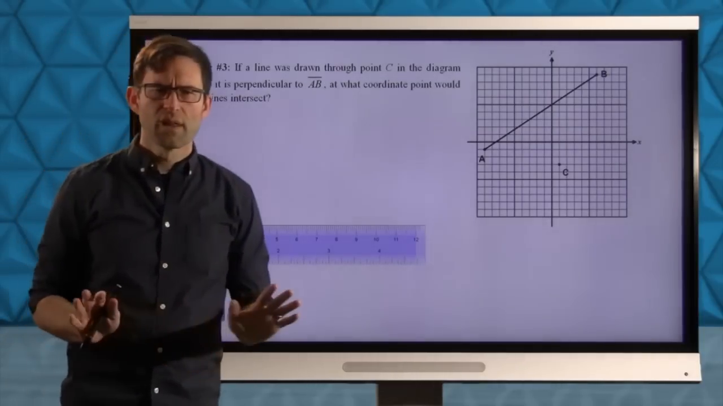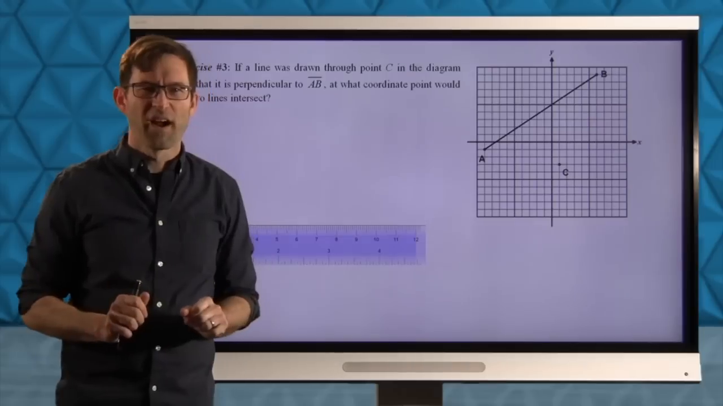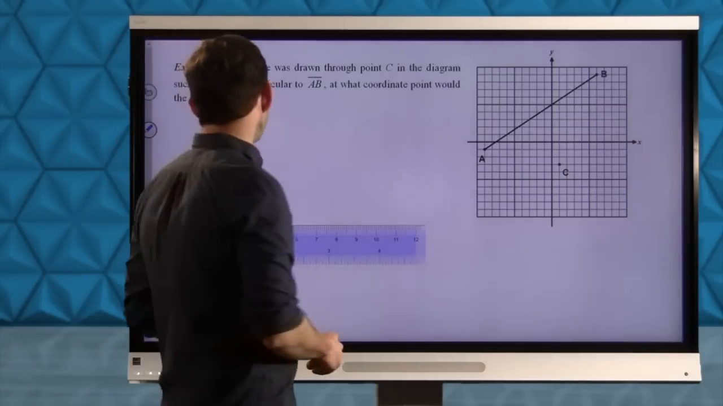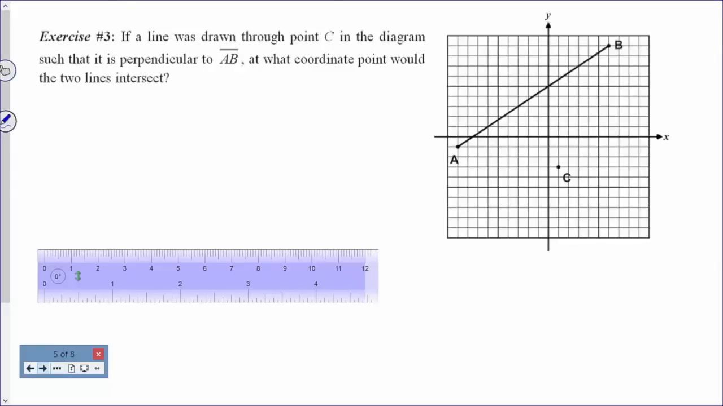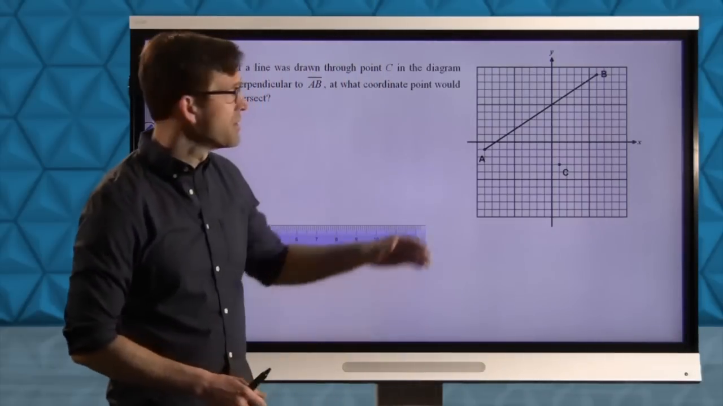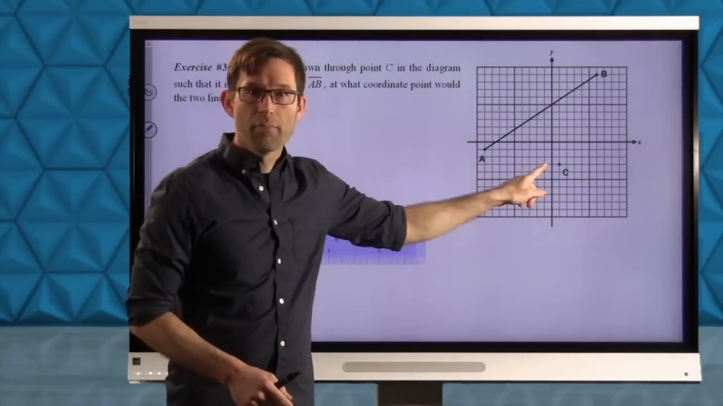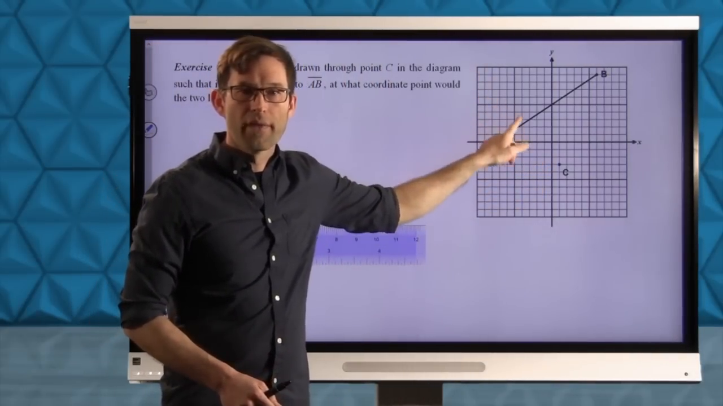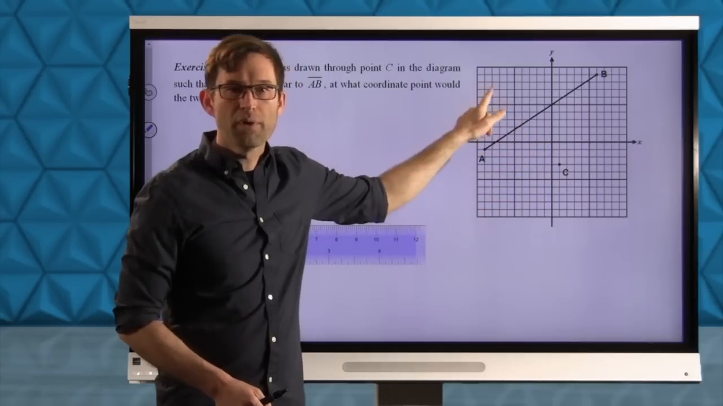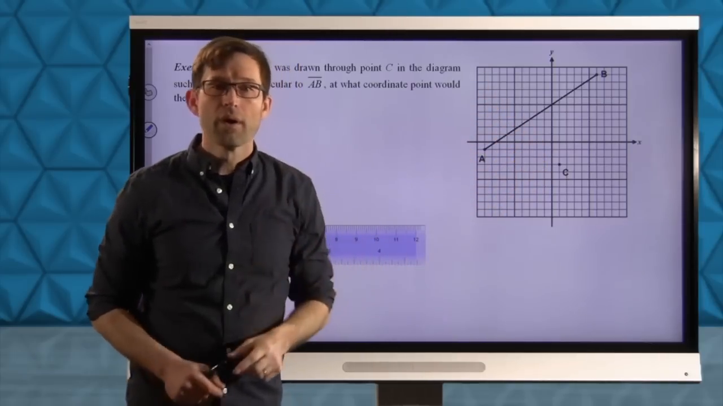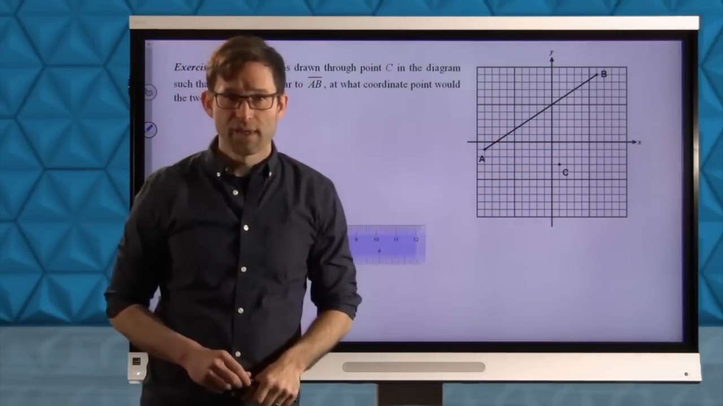Okay, slightly more challenging, but we've got a graph. Let's take a look. Exercise number 3. If a line was drawn through point C in the diagram such that it is perpendicular to AB, at what coordinate point would the 2 lines intersect? So we've got this nice line segment AB, and we've got point C. I'd like to draw a line that goes through point C that is perpendicular to AB, and I want to know the point where the 2 intersect.